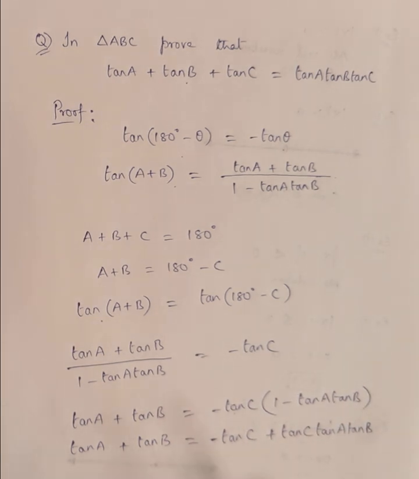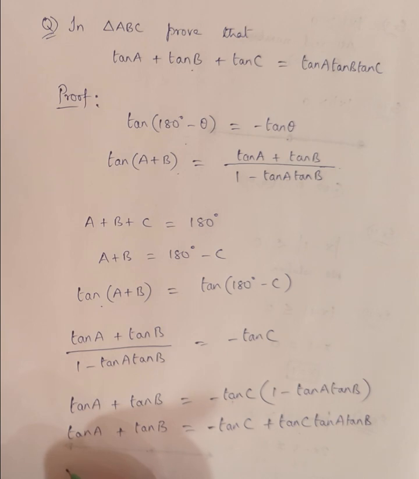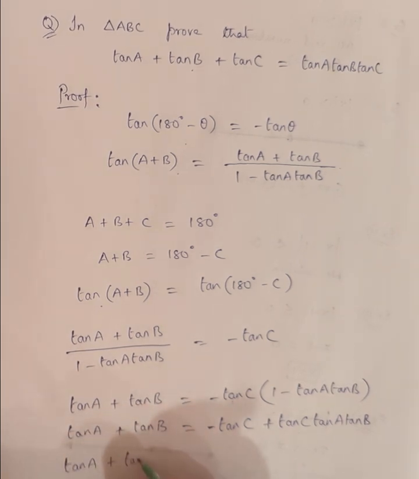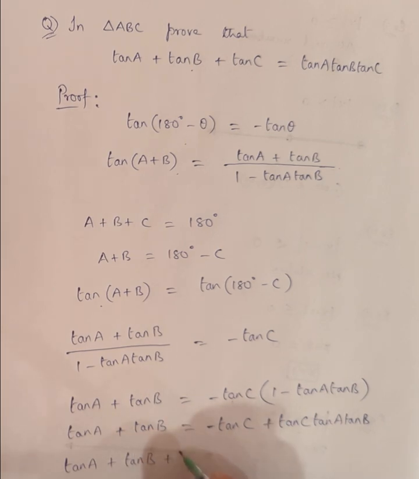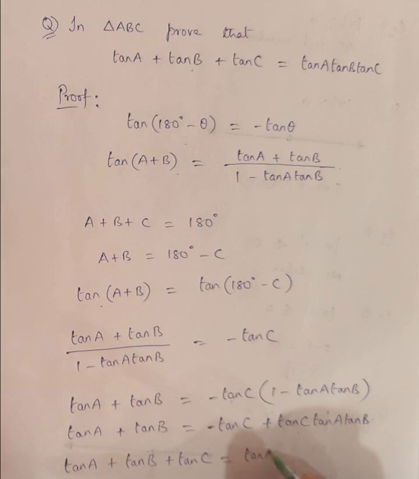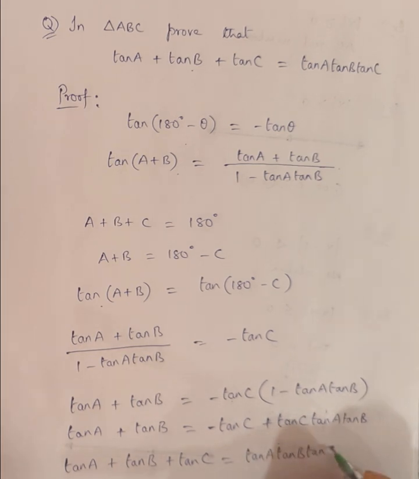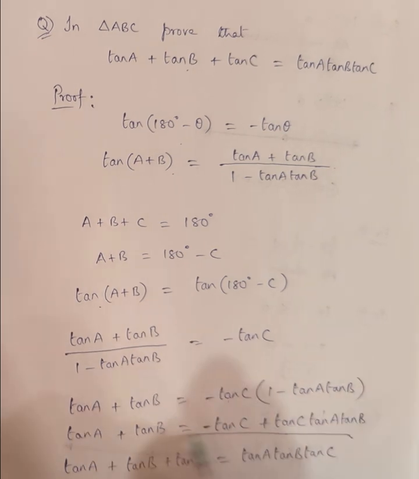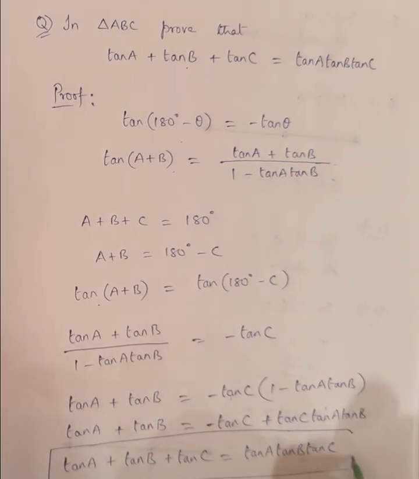Now if I add tan C to both sides, then I get the required result. Tan A plus tan B plus tan C equals tan A tan B tan C. So this is true of every triangle.